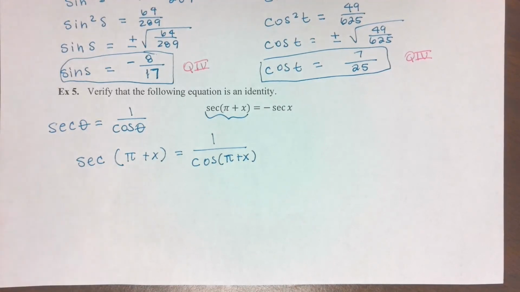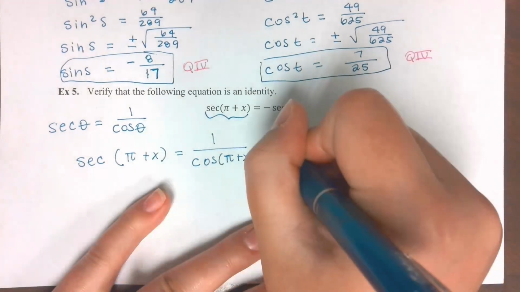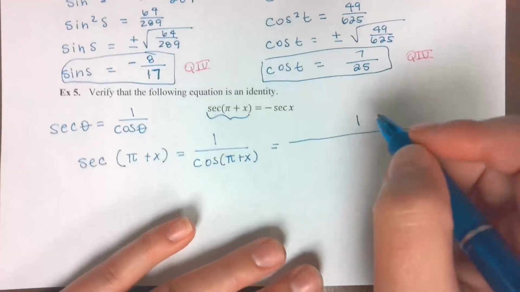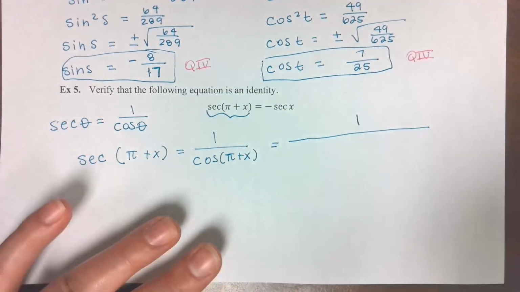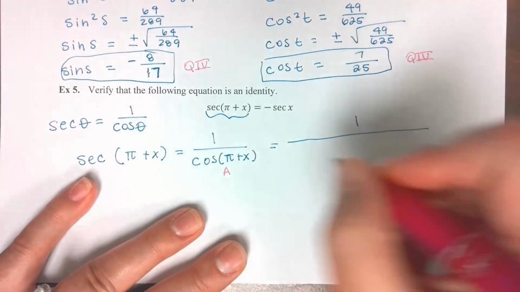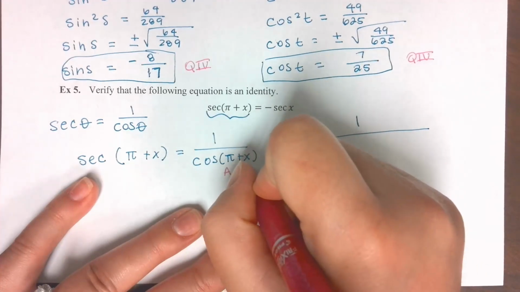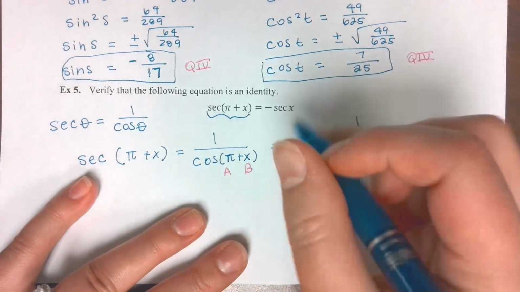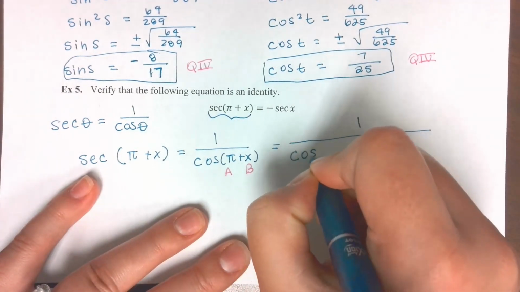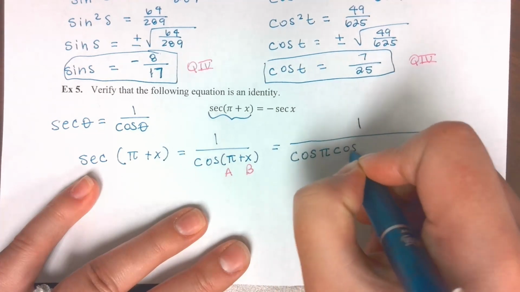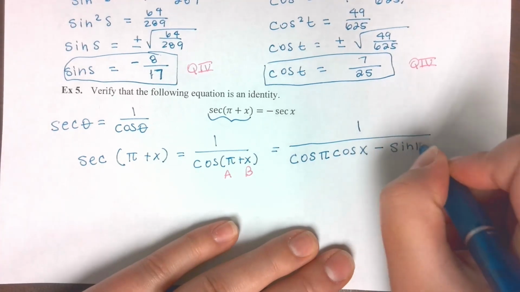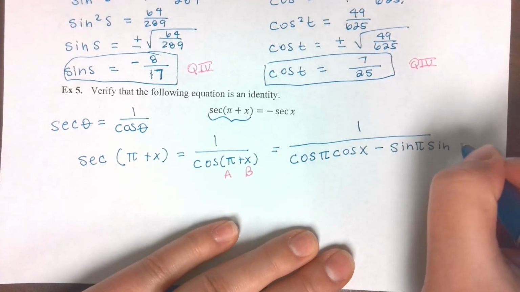Now that we have cosine, we can use the sum identity for cosine. So I'm going to rewrite this. We still have 1 in the numerator, and then we're going to let pi be the value for A, and x is going to be the value for B. So we have cosine of A, so cosine of pi times cosine x, minus sine of pi times sine of x.